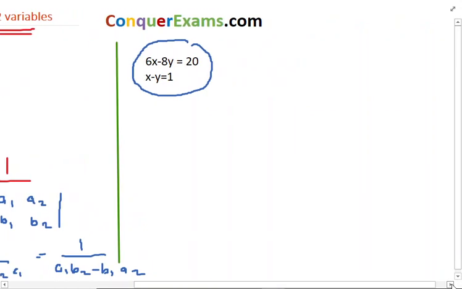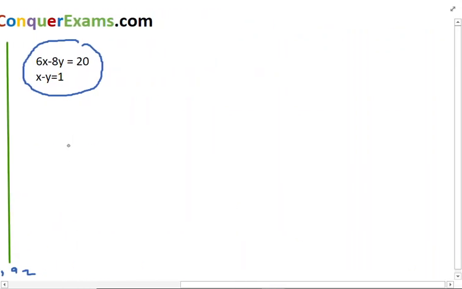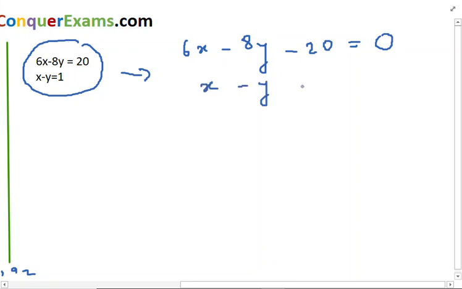So I'm shifting my screen a bit. Now, whenever you have to solve these types of linear equations using the cross multiplication method, you need to write them in standard form. So let's write it: 6x minus 8y minus 20 is equal to 0. That's what we mean by the standard form. You need to take everything to the left side and you're just left with 0 on the right side. And the next equation is x minus y minus 1 is equal to 0.